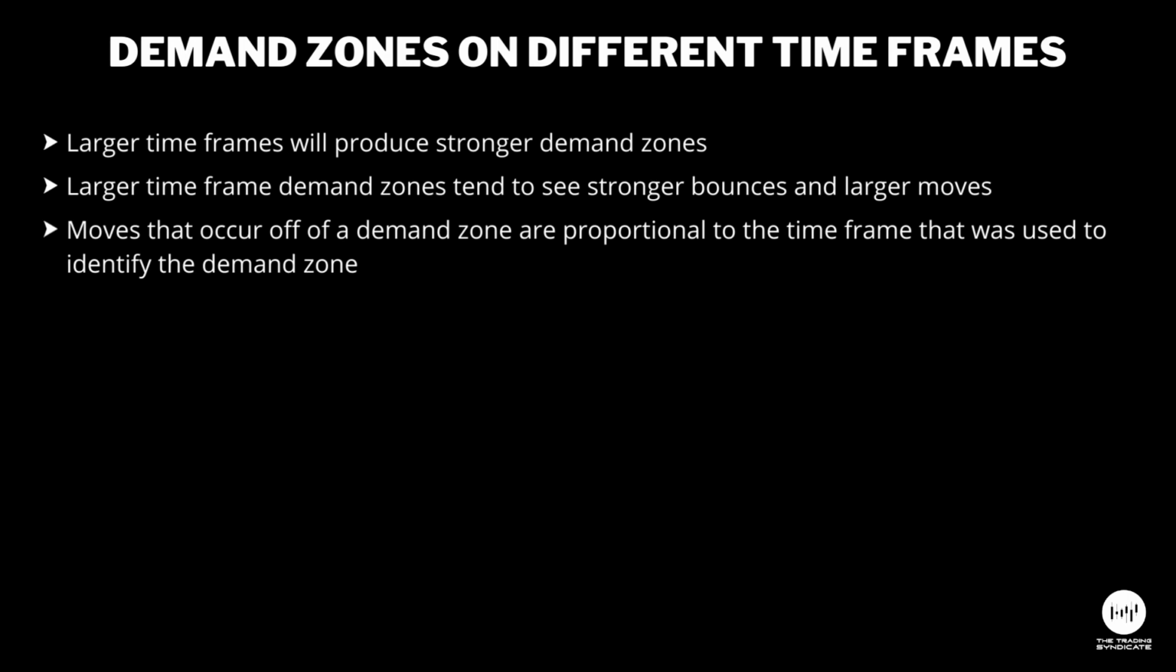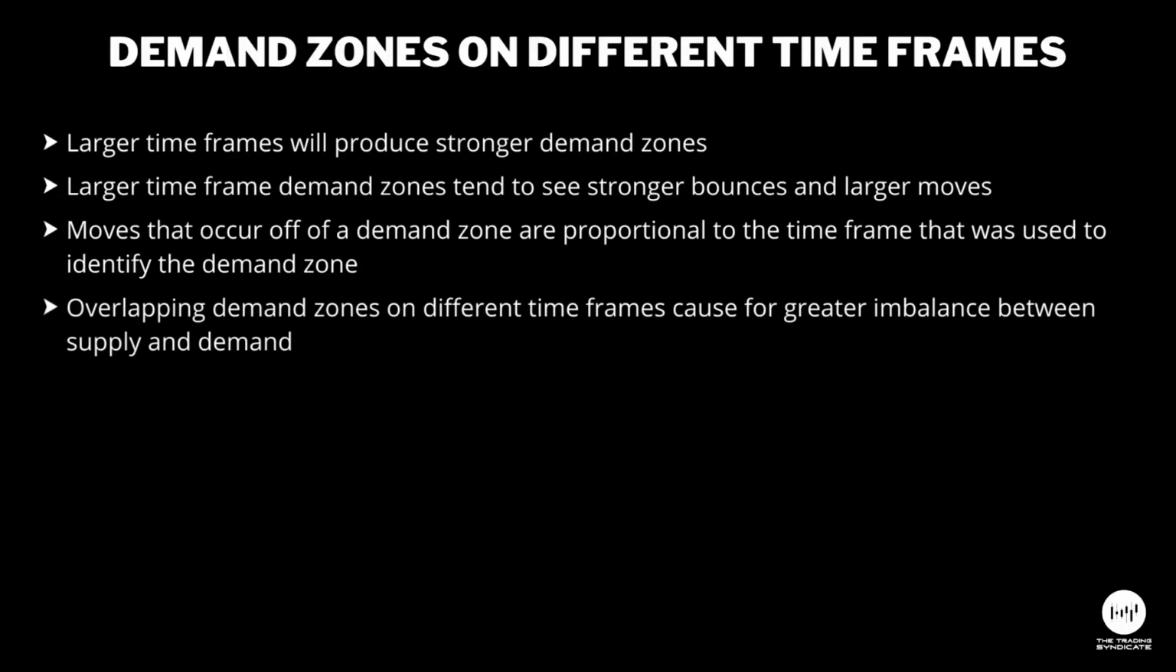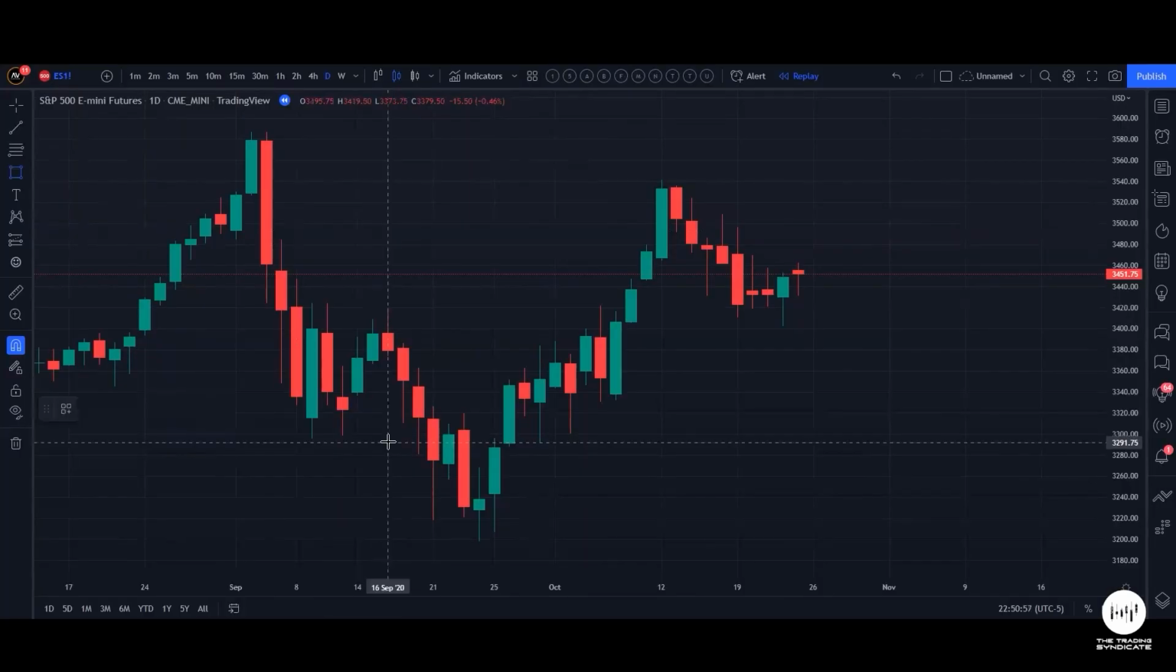Sometimes, you will notice that demand zones on different time frames are overlapping with one another. This would be referred to as an overlapping zone, and overlapping zones create a large imbalance between supply and demand, where there is a lot more demand than supply, thus tending to push the asset upward in a much stronger manner. So overlapping zones are considered to be very strong zones. Showing this directly on the chart might make it a bit easier to understand this concept.